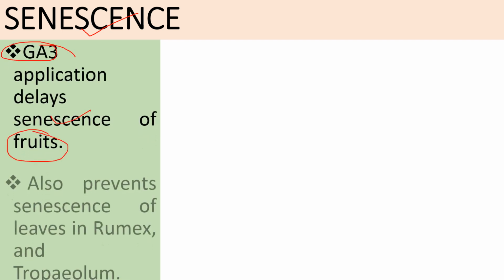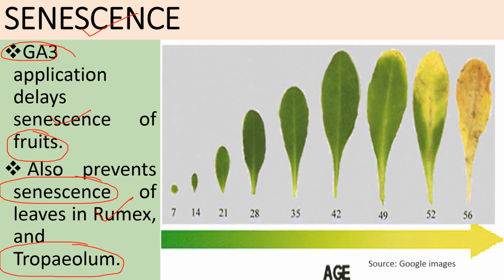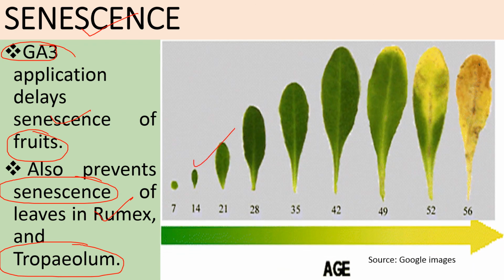Next is senescence. It is the gradual programmed cell death or aging process. GA3 application delays the senescence of fruits and also prevents the senescence of leaves in plants like Rumex and Tropaeolum. This picture shows the gradual degradation of chlorophyll. The chlorophyll in the chloroplast degrades, and this causes yellowing of leaves, finally the death of the leaf, which is known as senescence or aging.